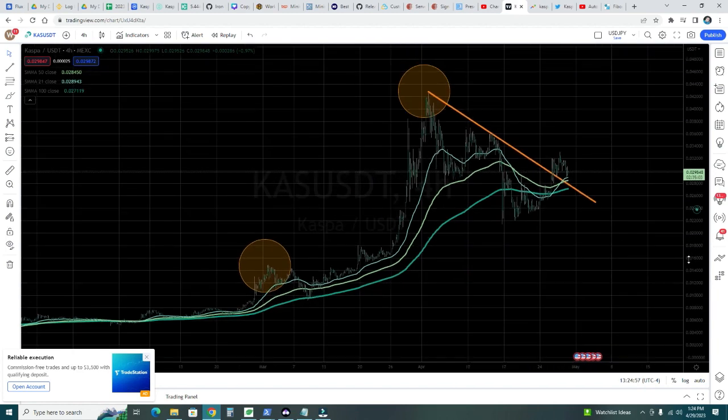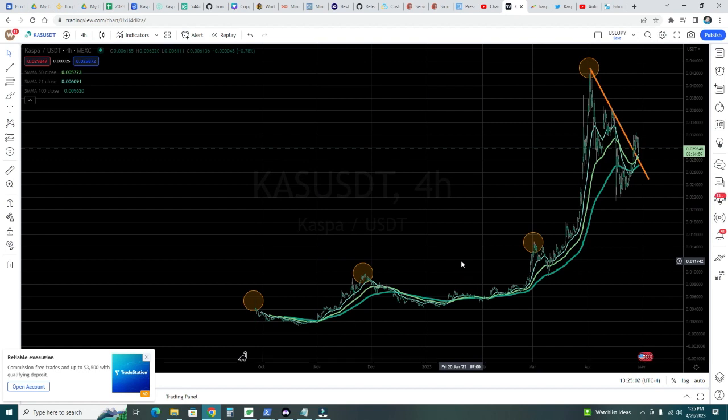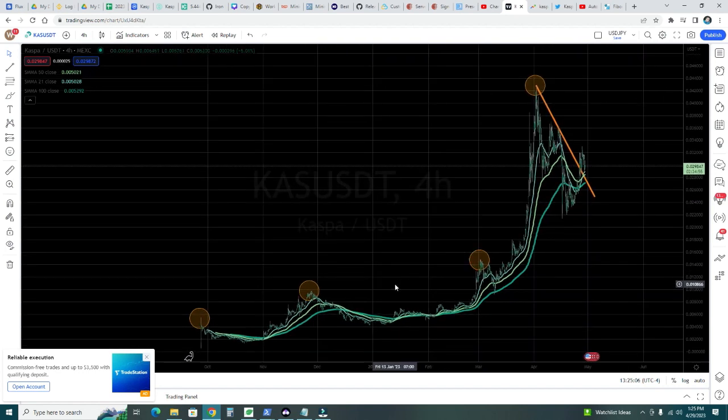So I want to go back and analyze what the price has been telling us and where we can go from here. I know there have been a lot of developments on KASPA. KASPA on Rust has been completed. A lot of exchanges have been listing KASPA, and I think this is just the beginning of many partners and many future all-time highs. So what I've done here is put a circle on every all-time high.